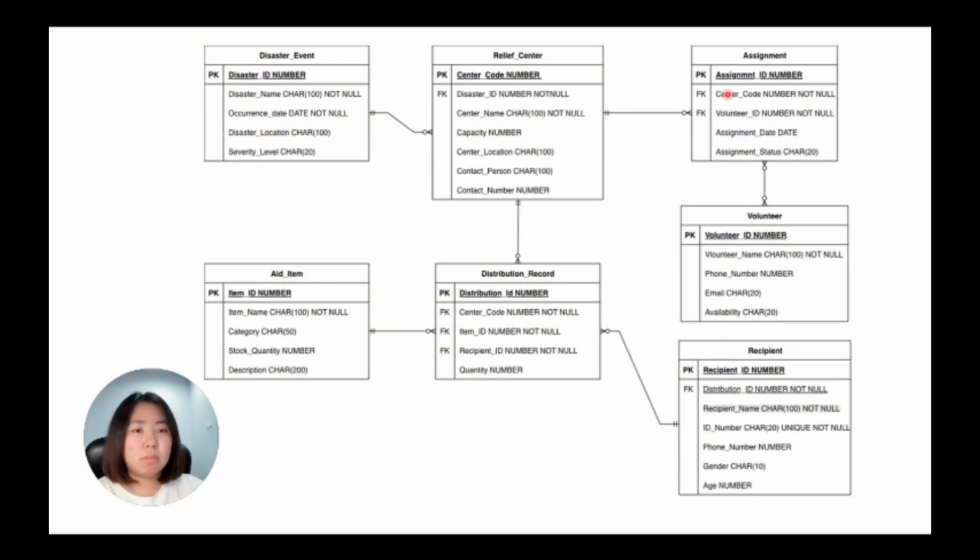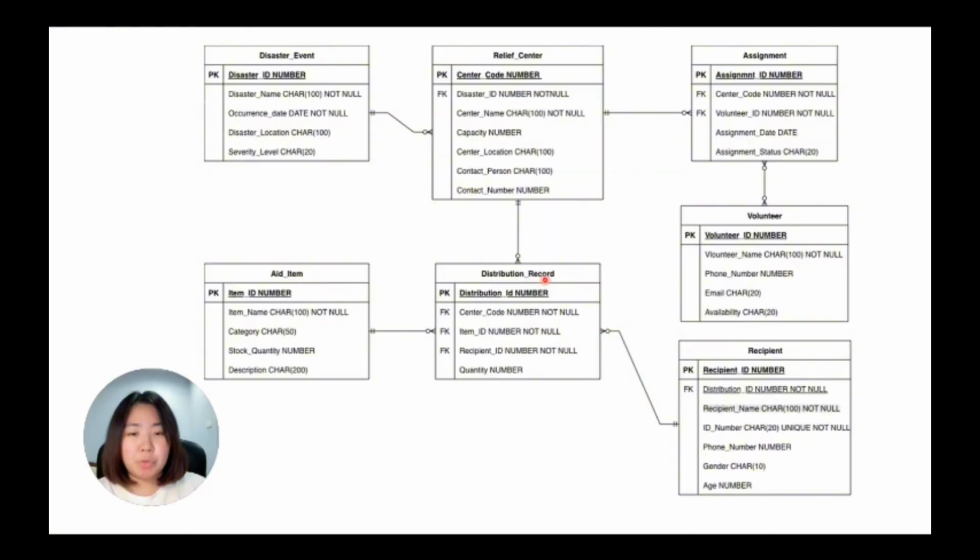Assignment ID is the primary key in the assignment table. The relationship between assignment and relief center is also one-to-many. It means one relief center can have many assignments. Between the assignment and volunteer, the relationship is many-to-many. This means a volunteer can have many assignments, and an assignment also can have many volunteers.